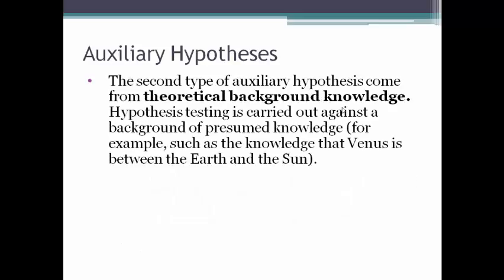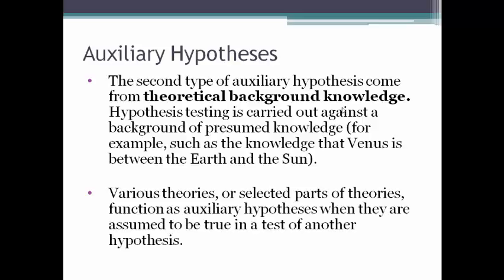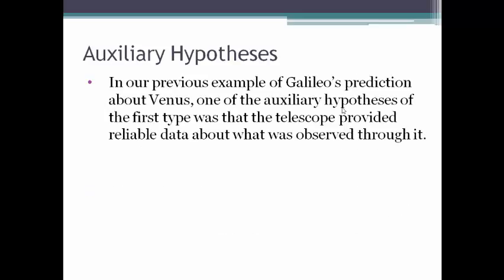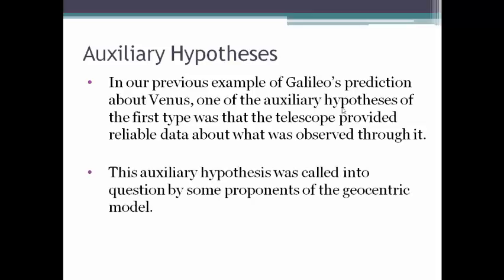The second type of auxiliary hypothesis comes from theoretical background knowledge. Hypothesis testing is carried out against the background of presumed knowledge, for example, the knowledge that Venus is between the Earth and the Sun. Various theories or select parts of theories function as auxiliary hypotheses when they are assumed to be true in the test of another hypothesis. In our previous example of Galileo's prediction about Venus, one of the auxiliary hypotheses of the first type was that the telescope provided reliable data about what was observed through it.